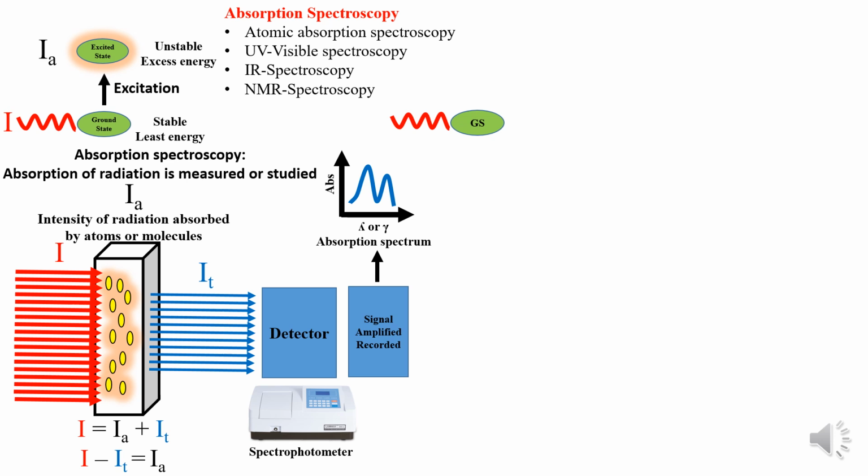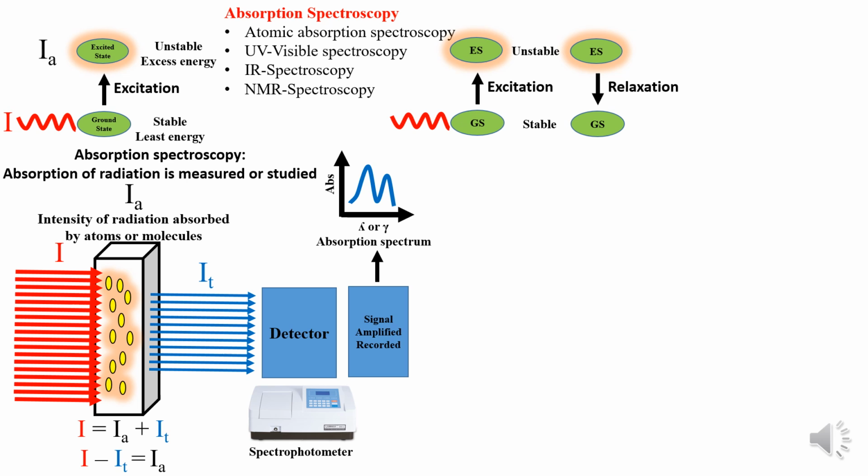When the radiation strikes the drug molecule in the ground state, certain amount of radiation is being absorbed. It undergoes transition from the ground state to the excited state. And excited state, as I told you, is highly unstable in nature because it has excess energy, and it tends to get back to the ground state. And how does it get back to the ground state? By releasing the excess energy that it has absorbed from the radiation. And this process is called relaxation.